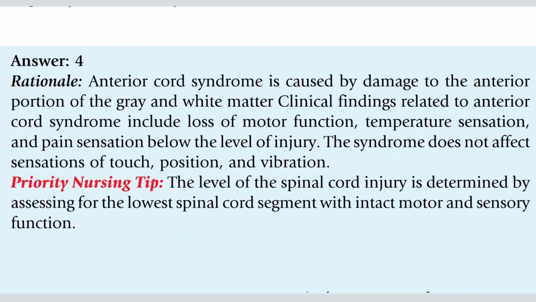Answer: 4. Rationale: anterior cord syndrome is caused by damage to the anterior portion of the gray and white matter. Clinical findings related to anterior cord syndrome include loss of motor function, temperature sensation, and pain sensation below the level of injury. The syndrome does not affect sensations of touch, position, and vibration.